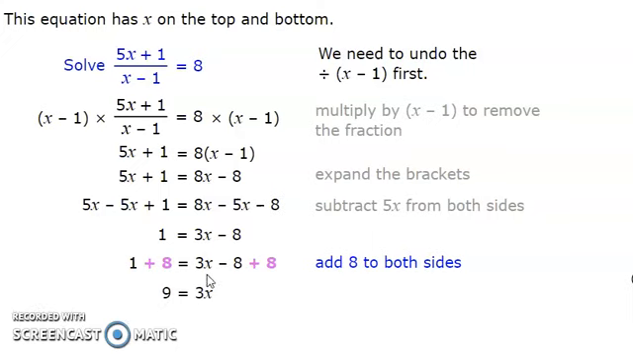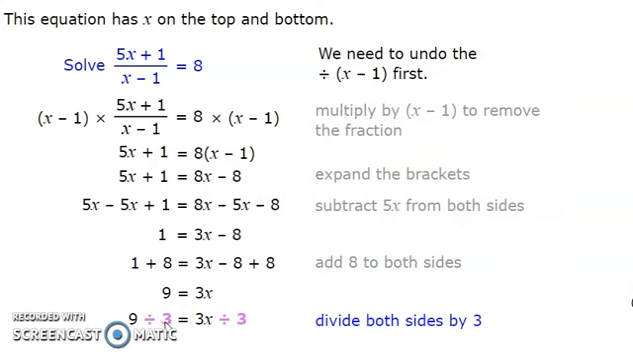Now in this case, in order to isolate x, you have to divide both sides by 3. So 9 divided by 3, 3x divided by 3, that gives you finally x equal to 3, and that is your answer.